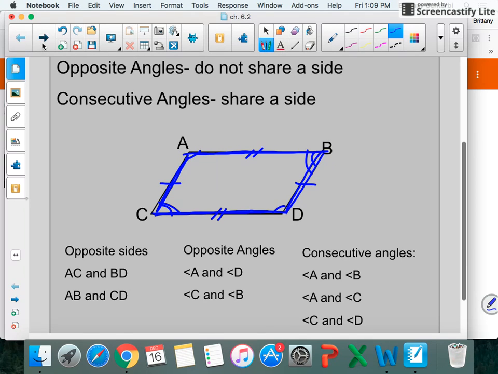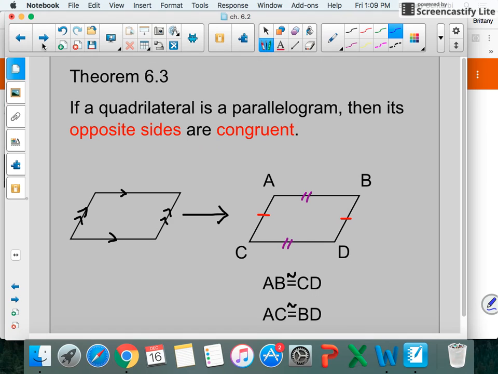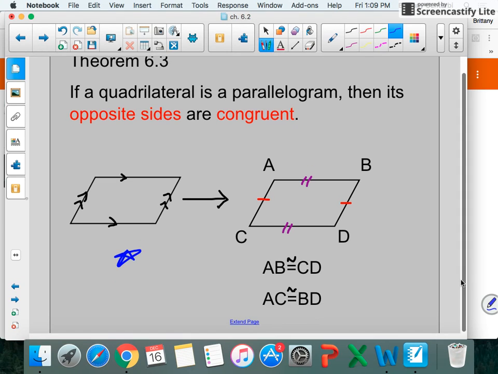So we're going to look at some properties that go along with parallelograms. Now, you don't have to memorize the theorems, but you do have to know the properties. So if you're given a parallelogram, which we are given over here, we can say that the opposite sides are congruent. So we can say that AB is congruent to CD and that AC is congruent to BD.